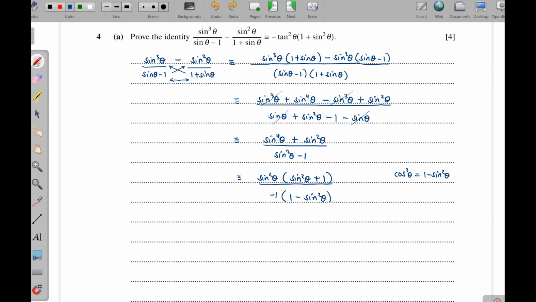You see that? Now, from here, we shall have sine squared of theta into sine squared theta plus 1, over, what shall we have here? Cos squared theta, so it is minus cos squared theta. Sine over cosine is a tan. So that means we shall have negative tan squared theta into 1 plus sine squared theta. And this is exactly what they wanted us to find.